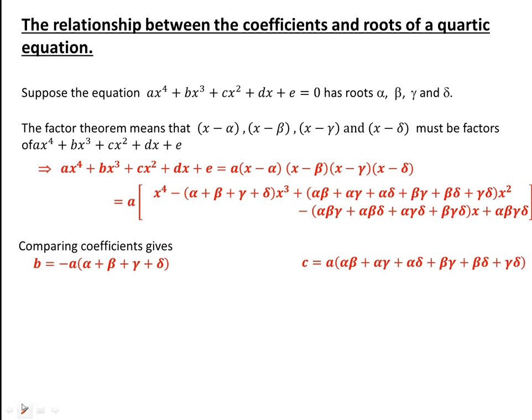Looking at the x terms, on the left hand side I've got d lots of x, on the right hand side I've got minus a times alpha beta gamma plus alpha beta delta plus alpha gamma delta plus beta gamma delta. And finally, looking at the constant terms on each side, I've got e on the left hand side and I've got a times alpha beta gamma delta on the right hand side.